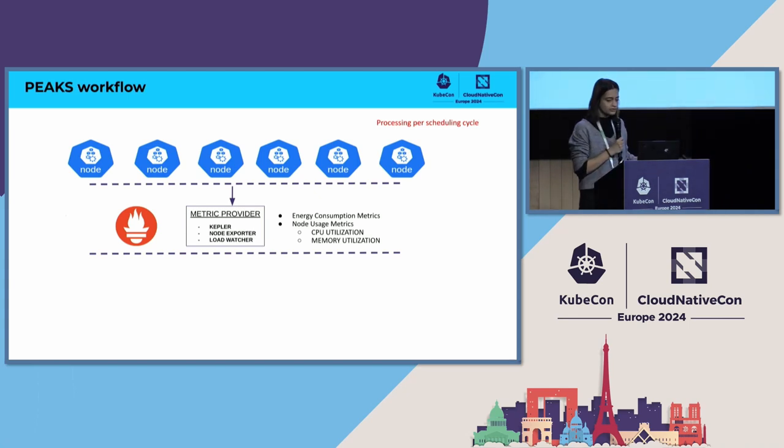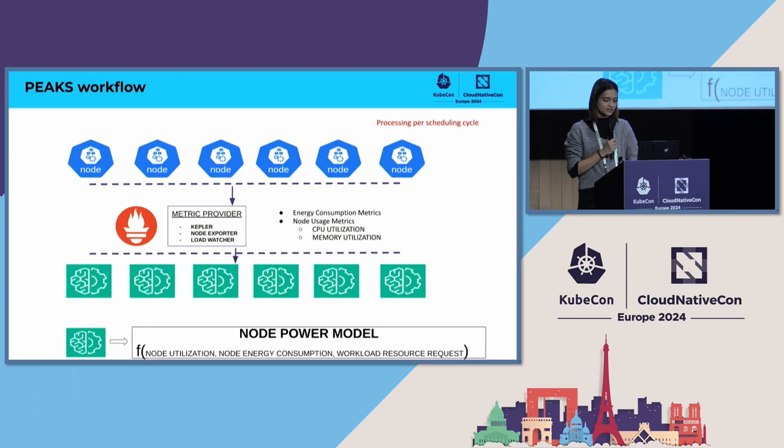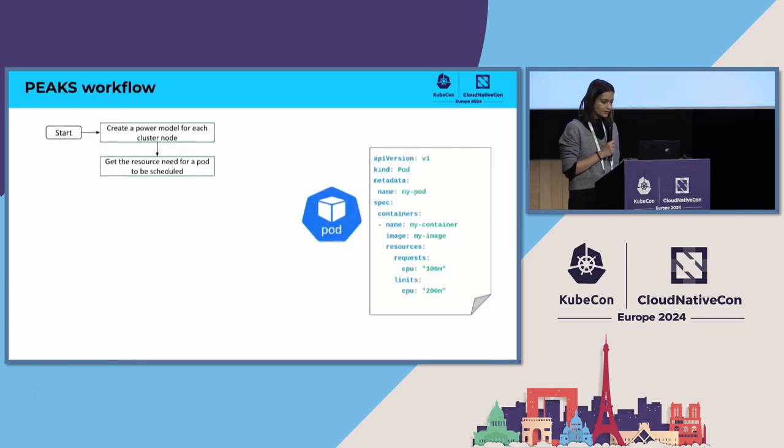So for each node, you will have these metrics, and then you will create a node power model, which is a function of node utilization, node energy consumption, and the workload request that your pod has. So you train a machine learning model for each node within the cluster. The next step is you have an incoming workload, and the pod has its resource requirements that can be read from the manifest.